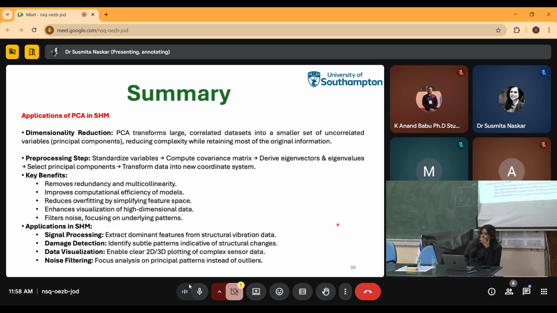And then with PCA, this is not mentioned here, we've also used LDA to understand when we have multiple damages or multiple states to identify. That's the period when we try to use LDA as well.